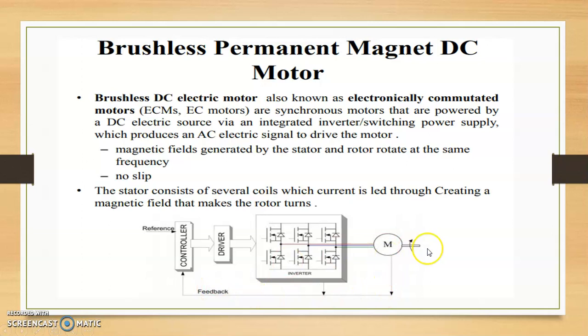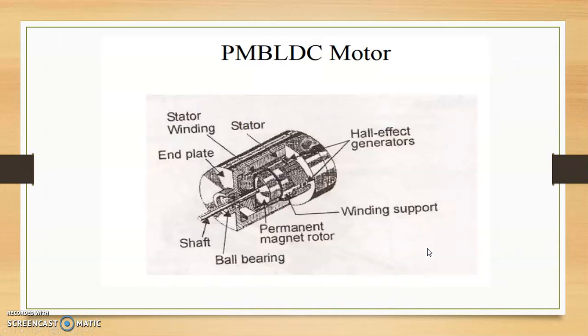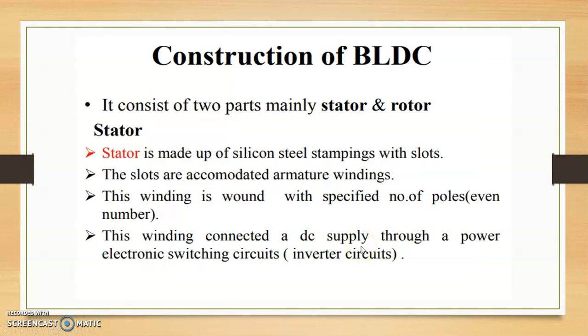The normal construction of a brushless DC machine has a stator, and the stator has a stator winding, and the rotor end plate, and there is an inbuilt sensor, the Hall effect sensor. The rotor is normally a permanent magnet rotor which is connected with the shaft, and the shaft is used to connect the load, and for free movement we are using ball bearings also.